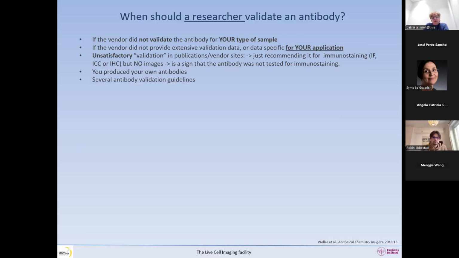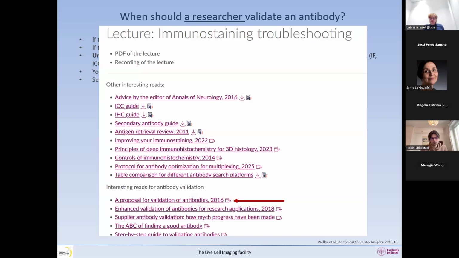There are several antibody validation guidelines, and I highly recommend them. I put some of them on Canvas, and I highly recommend the paper from 2016 from Perulin, where they take you through all the steps required for a good validation of an antibody. But there are a few more there that will definitely give you guidelines and ideas on how to perform the validation for your antibody.